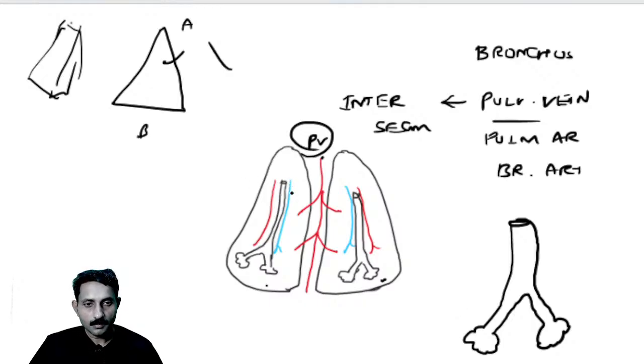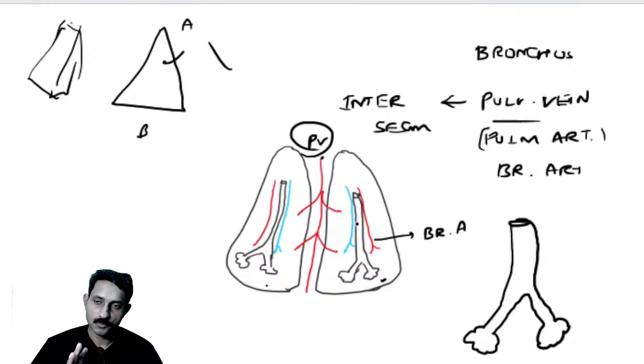Now we have blue color. What is this blue color? Blue color is nothing but the pulmonary artery. Again, the pulmonary artery branch will be there within the segment. What is this red color? This red color is the bronchial artery. So the bronchial artery, pulmonary artery and bronchus will be within the segment. Only what is between the two segments, intersegmental, will be the pulmonary vein. So the pulmonary vein is intersegmental, all others are intrasegmental. Which is intersegmental? The branch of the pulmonary vein.